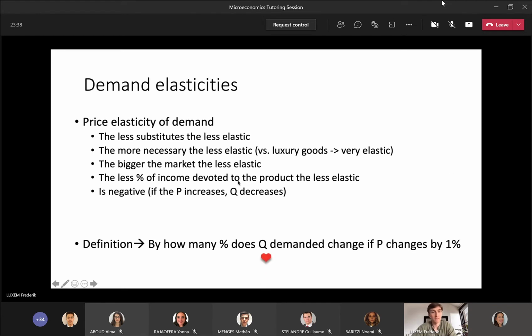And elasticity is negative. So if the price increases, in general, quantity decreases. So the definition of elasticity is by how many percent the quantity demanded changes if P, the price, changes by 1%.